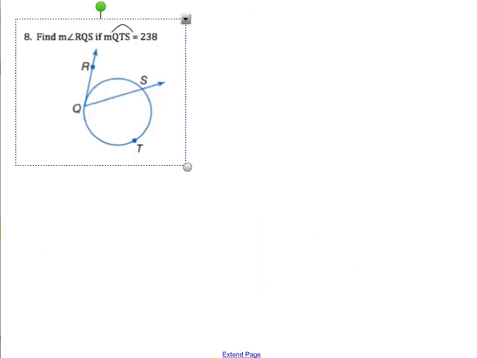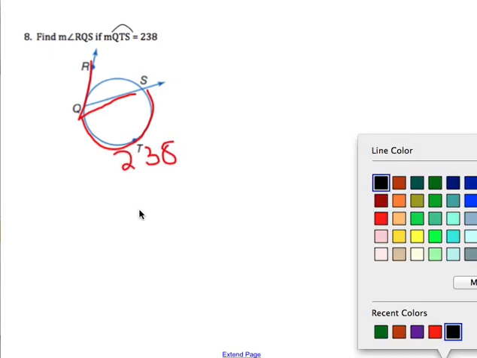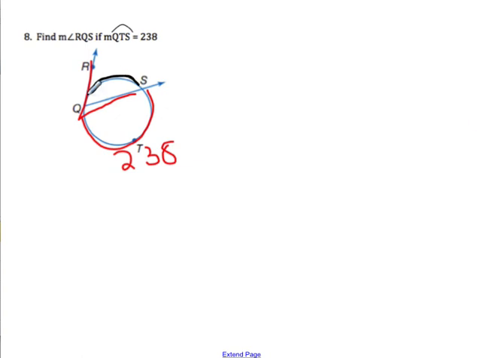Okay, lastly, let's take a look at number 8. So we want to find RQS. We want to find this angle measure right here. We know that QTS is 238 degrees. So the next thing we need to do is figure out the arc length that's actually involved with our angle. So we want to figure out the arc length of QS.